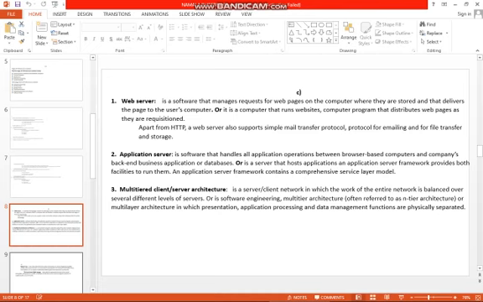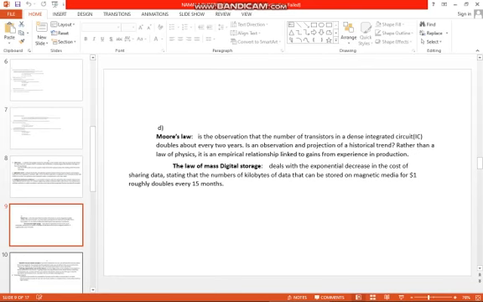We go on to server architecture or multi-client. It is a server in which the work of the entire network is balanced. Slide 9. Moore's law is the observation that the number of transistors in a dense integrated circuit, IC, doubles about every 2 years. It helps in doubling the IC.